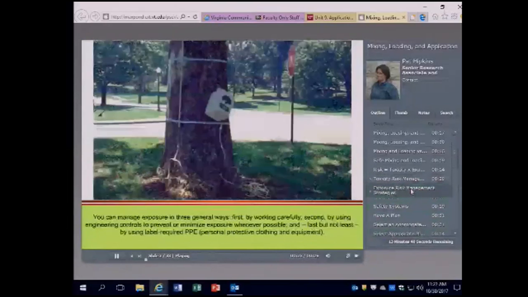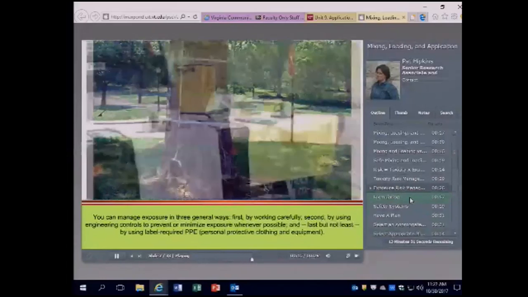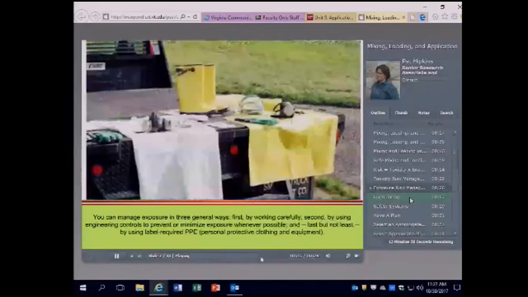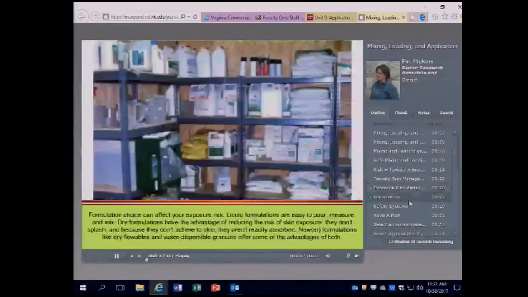Simple as it sounds, your first line of defense in protecting yourself and the environment is just plain being careful. Engineering controls, even simple ones like water-soluble bags, are designed to minimize or eliminate handling exposure. Your protective clothing and equipment is your last line of defense. It's there in case of an accident or an engineering control failure. Formulation choice can have a lot to do with exposure risk.